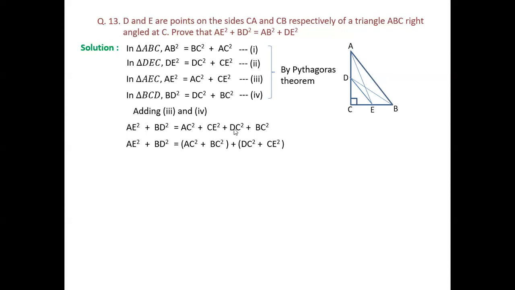This is DC square plus CE square. So if you see here, AC square plus BC square is AB square. DC plus CE is DE. Let's put that value. It will become AB square plus DE square. That's what we have proved.